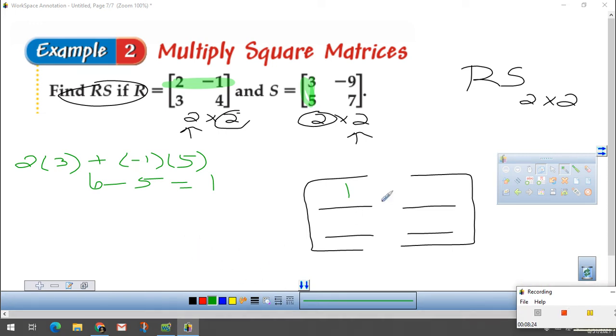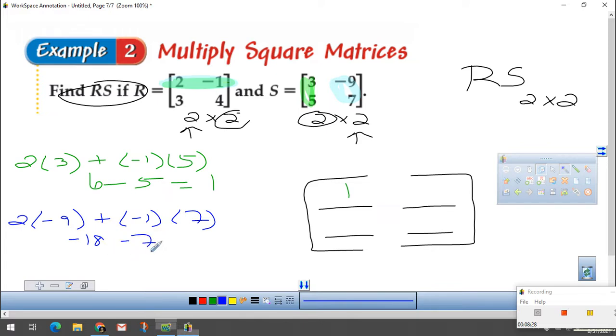Alright, and so now we can move to the second column. So I'm going to change to blue. So still the first row, but now the second column. And so I'm going to now multiply 2 times -9 plus -1 times 7. So 2 times -9 plus -1 times 7. So that should give me -18 minus 7. It's going to be -25. And so then that takes care of our first row in our new matrix.